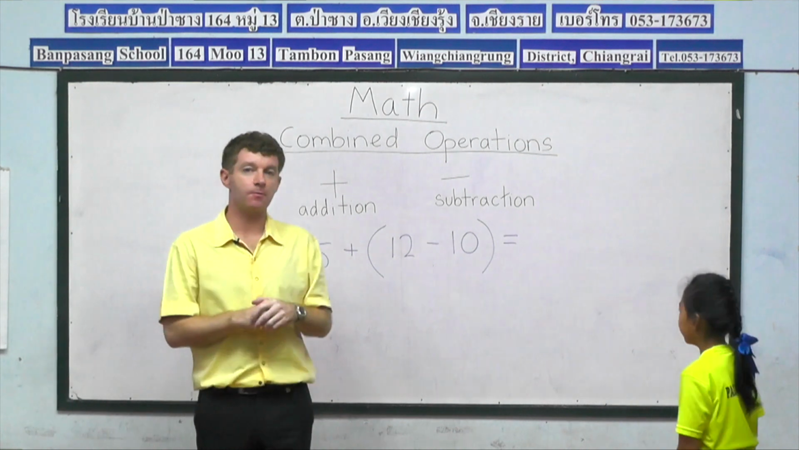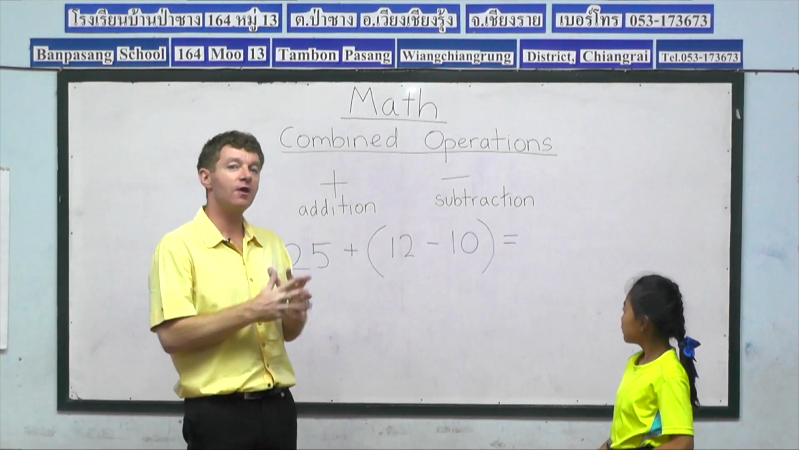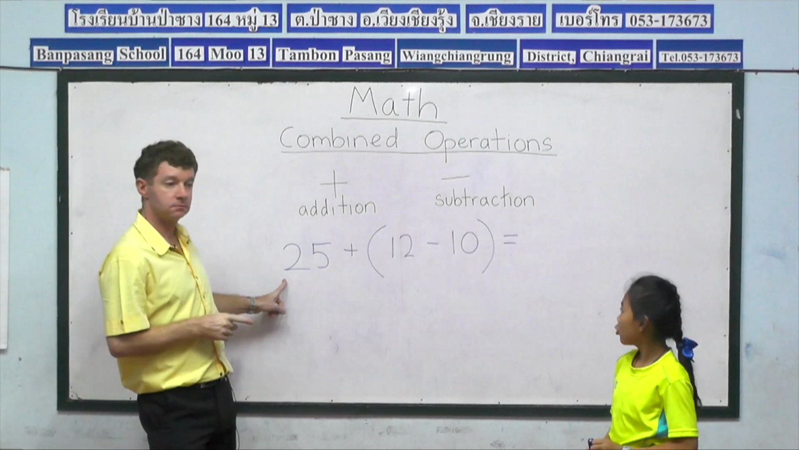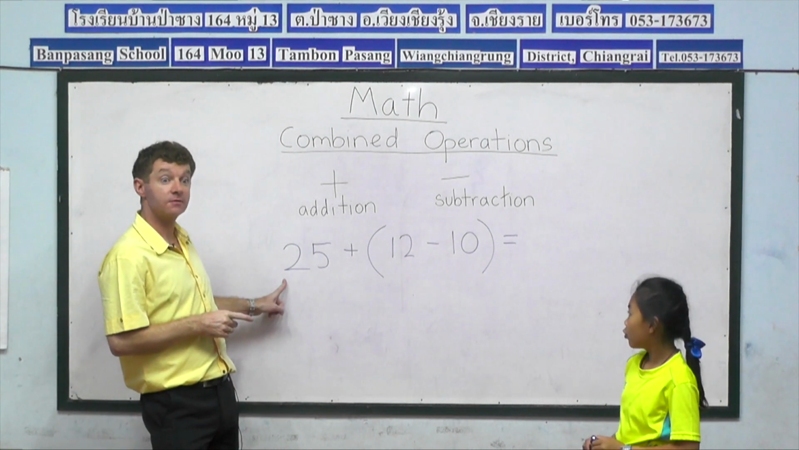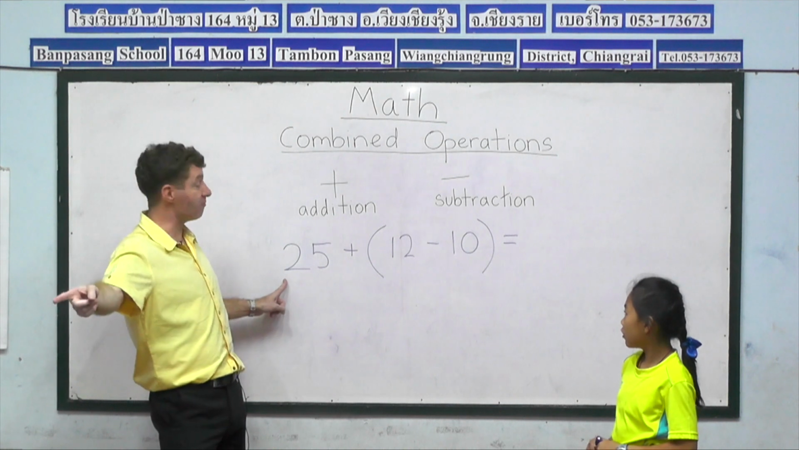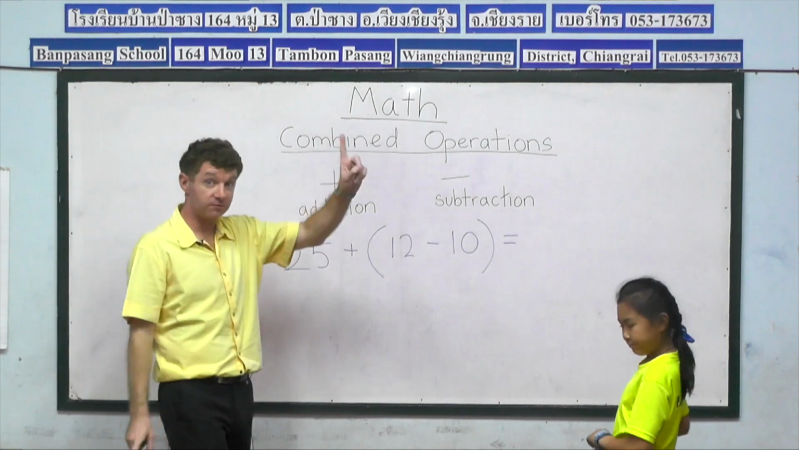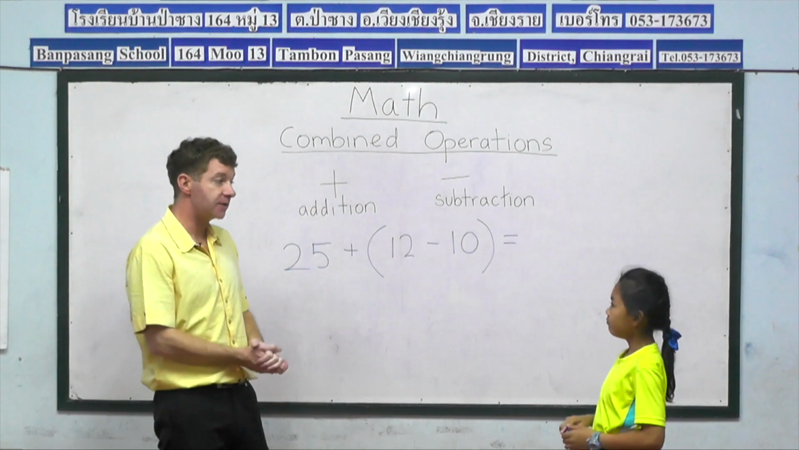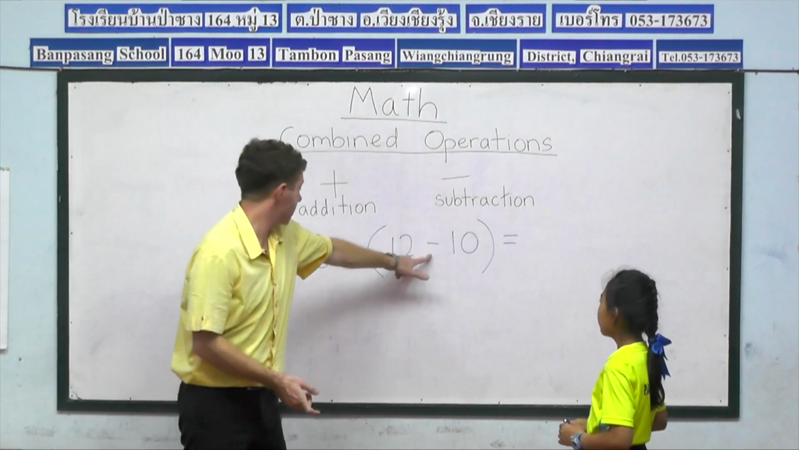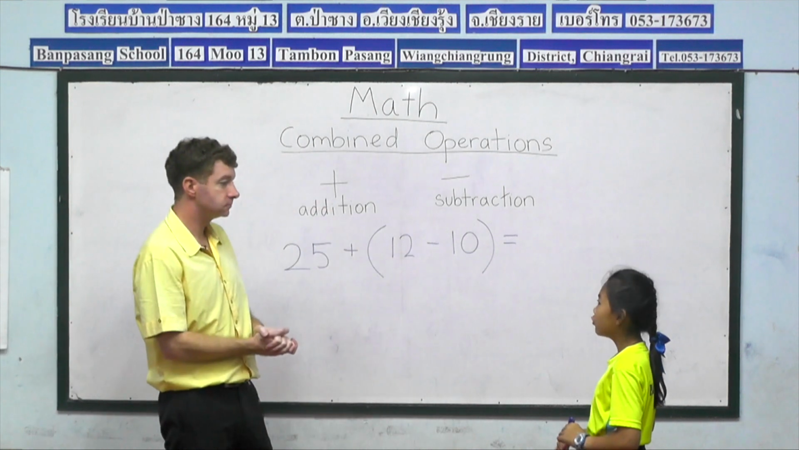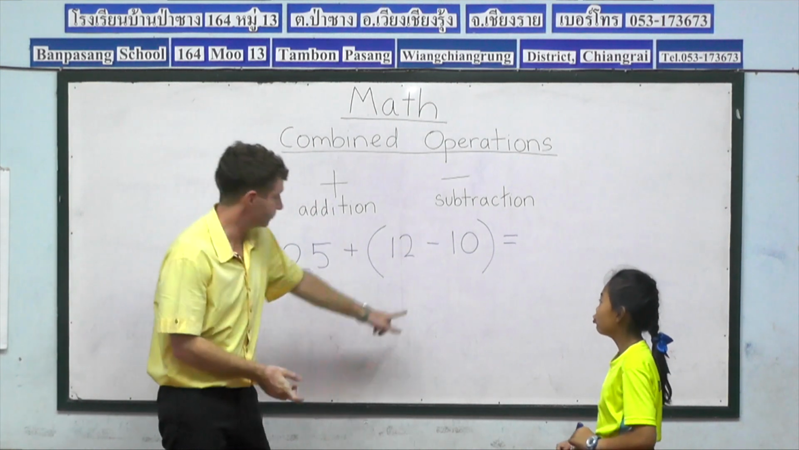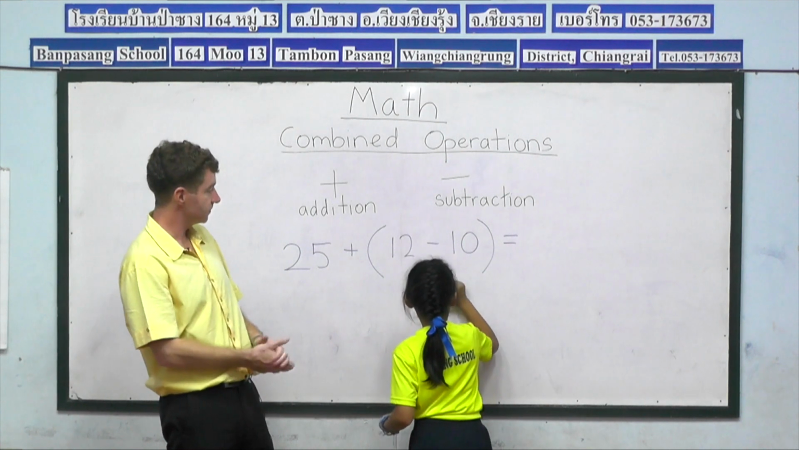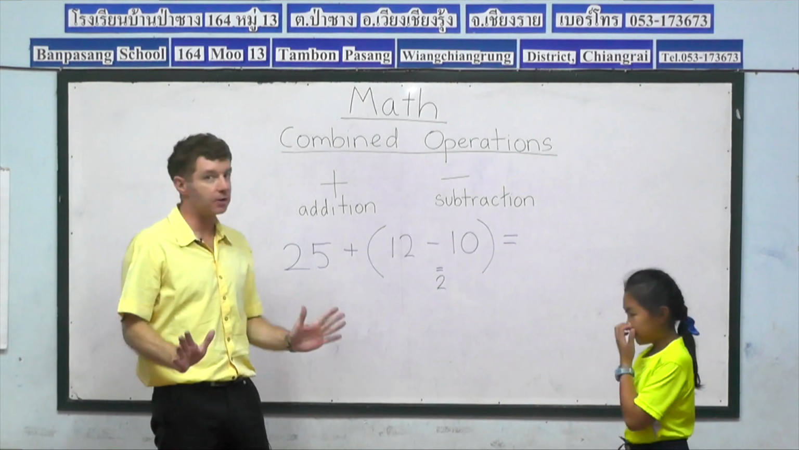So thinking back to previous lessons, what's the first part of the sum we need to do? Do we start here? No. Where do we start? In the bracket. Excellent. So the first place to start is inside the brackets. So therefore, Nadia, 12 minus 10 equals 2. So can you write equals 2 underneath? Equals 2. Perfect. But we're not finished yet.